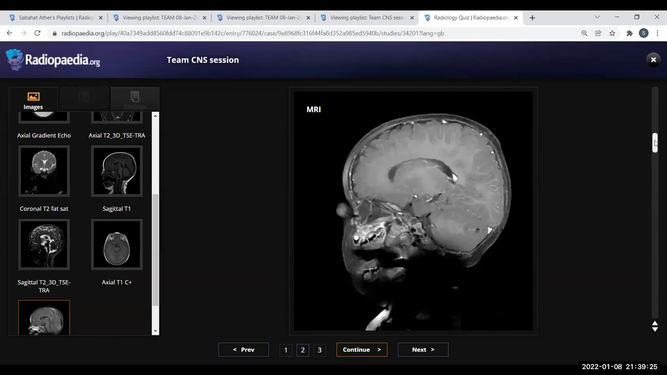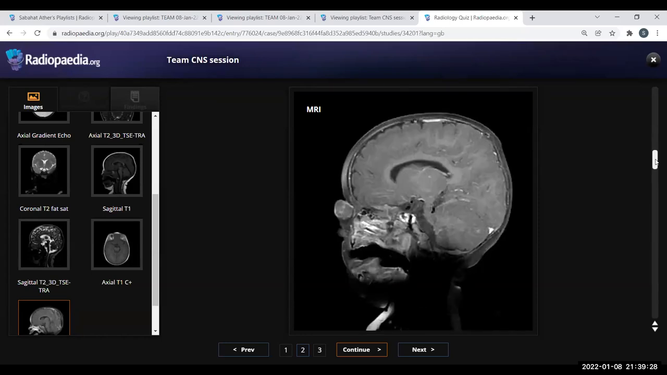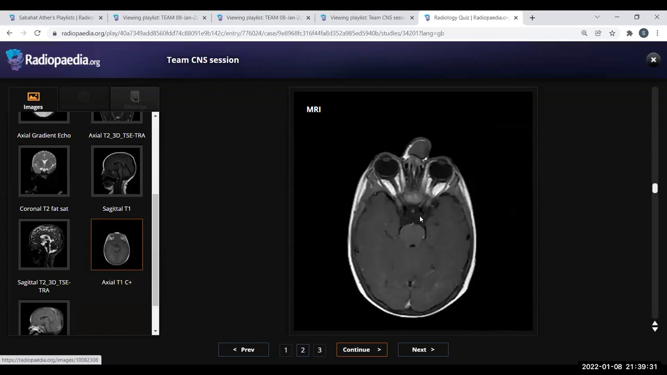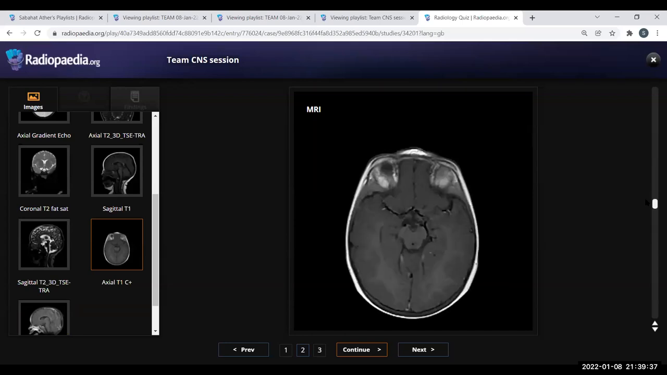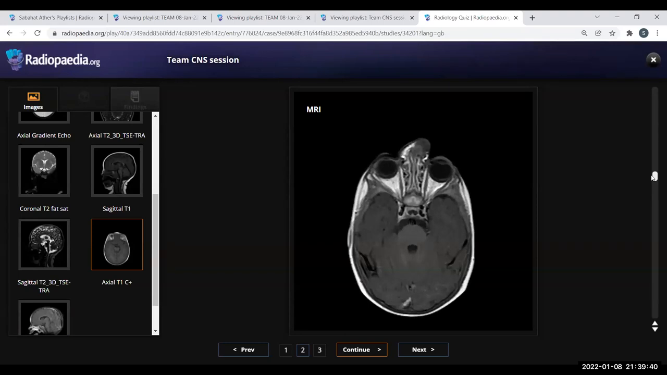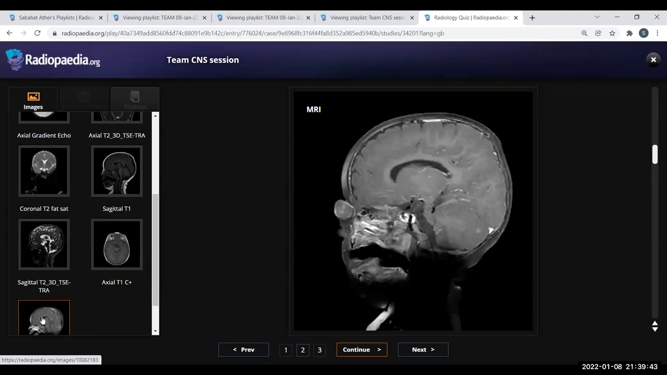How would we proceed? On the contrast images, also there is no enhancement, right? Not really, no enhancement. Oh no, actually there is. I think there is an intracranial communication. No, not really. Okay, so what would you do next? I would want to correlate it with the CT images to see if there is any bony defect. No CT is available at the moment.